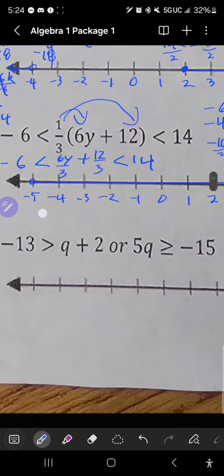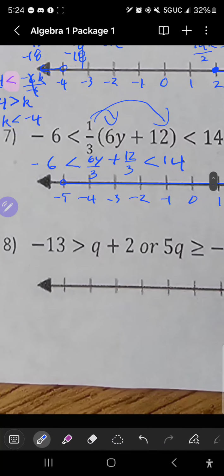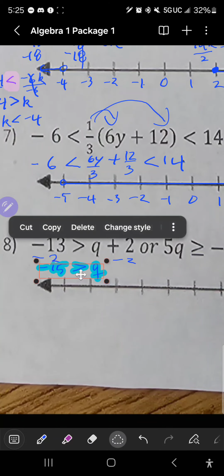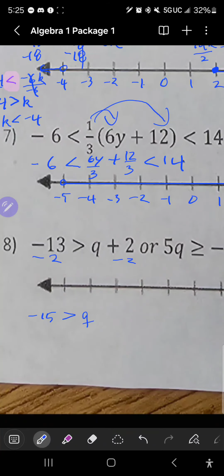So for this, we keep doing the same. Now we subtract 2 from both sides for this one. And we have q greater than negative 13 minus 2, which is negative 15, since they have the same sign, so we add them together and keep the sign. And as I explained before, in an inequality we always want the variable on the left, so it's just reading this from right to left. And now you got it.